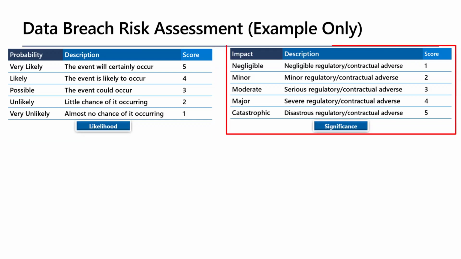On the right-hand side, for the significance table, we sorted the impact from negligible on the top, which indicates that this event will have negligible harm or adverse effect, all the way down to catastrophic consequences when these threat events occur. Again, you can sort them from high to low or low to high, whatever you feel like. And also you give a score to each impact level.